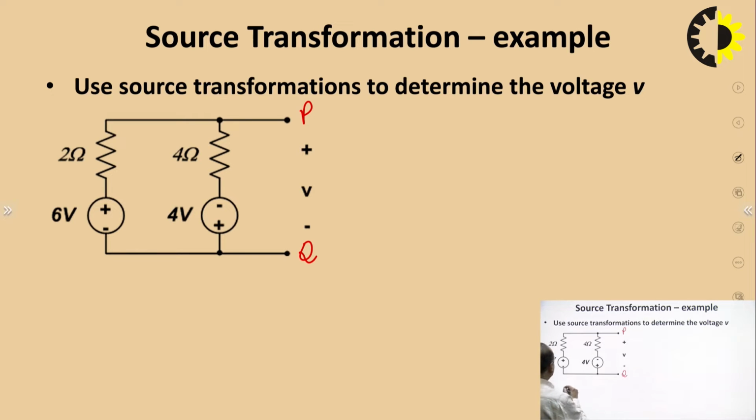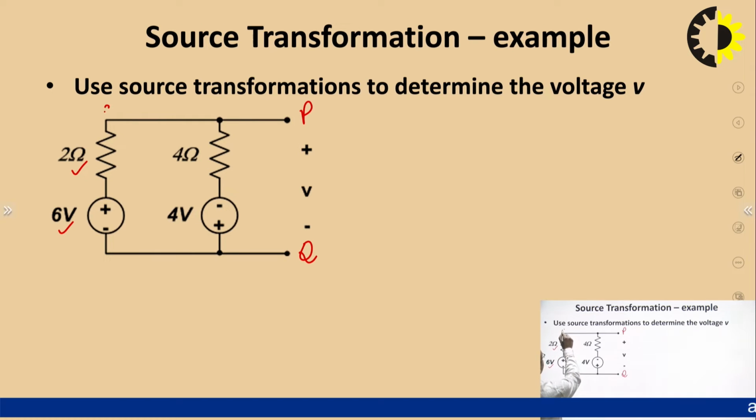Here in this question, we are given one voltage source of 6 volt in series with the internal resistance of 2 ohm. Suppose it is across terminals A and B. Another voltage source of 4 volt in series with the internal resistance of 4 ohm. Suppose it is connected across terminals C and D. So, this is the circuit given to us and we want to find the voltage V across the terminals P and Q with the help of the source transformation technique.